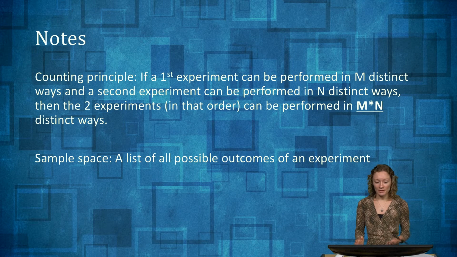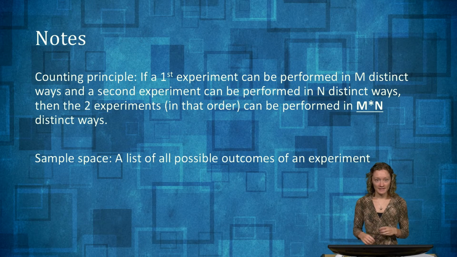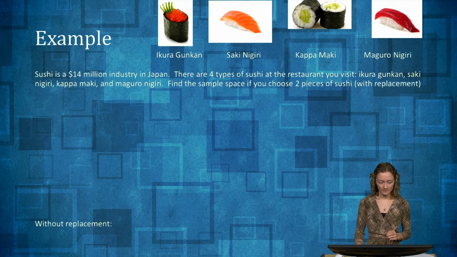So the counting principle is, if a first experiment can be performed in m distinct ways, and a second experiment can be performed in n distinct ways, those would each be numbers, then the 2 experiments in that order can be performed in m times n distinct ways. That's the counting principle to come up with how many different ways a thing could occur. Then we also have the sample space, which is a list of all possible outcomes of an experiment. We will see both of them dealt with in this first example.